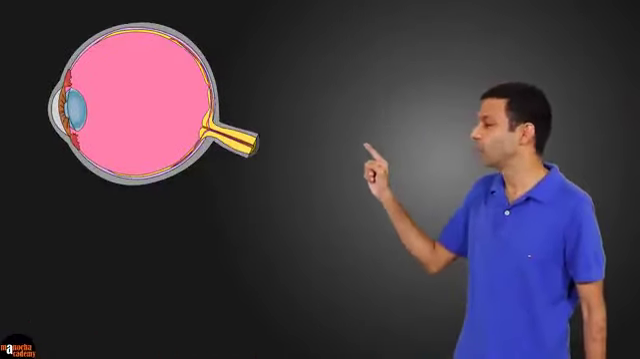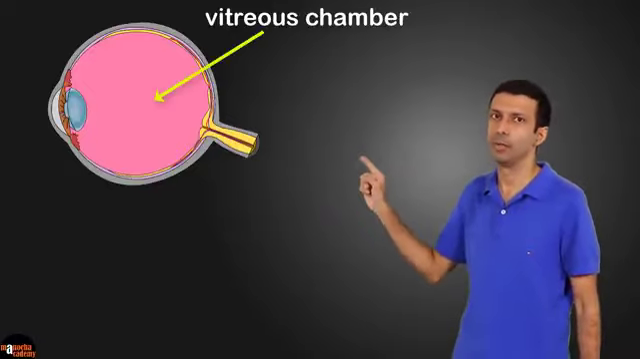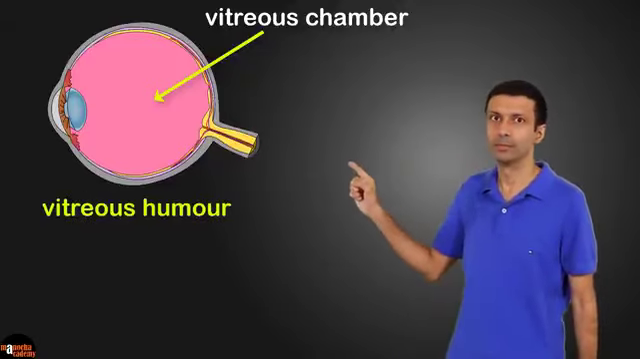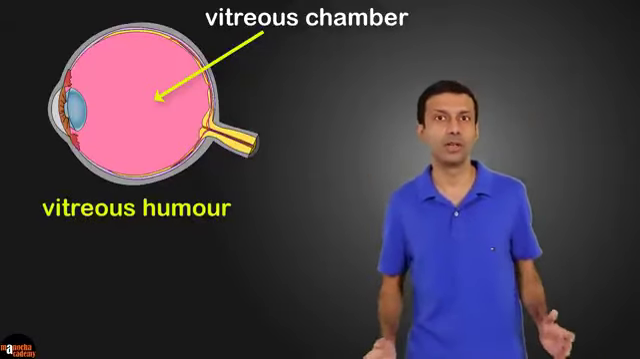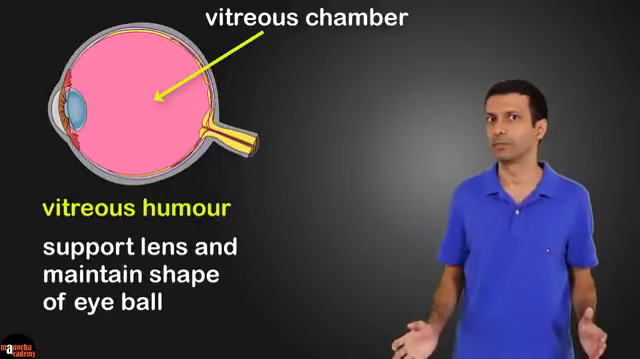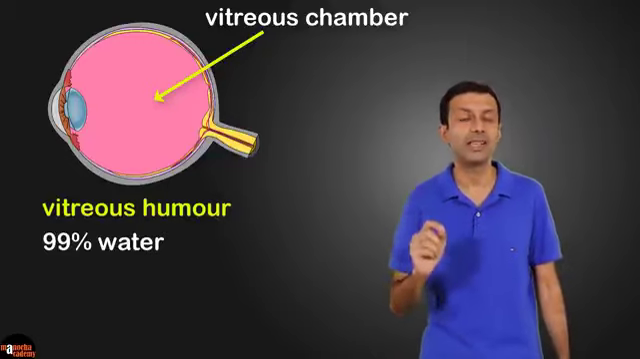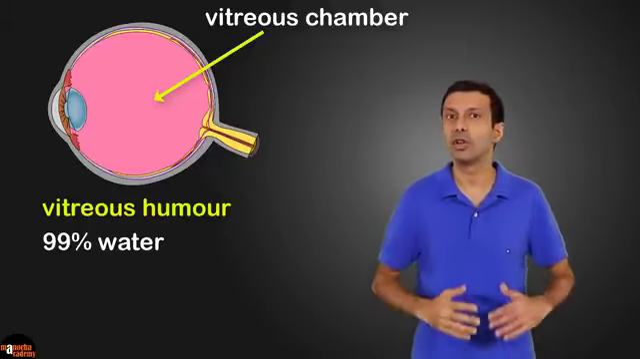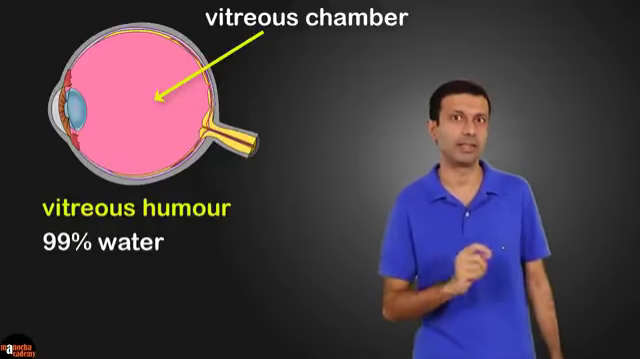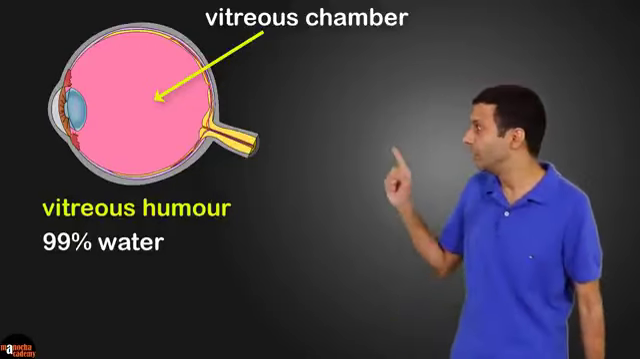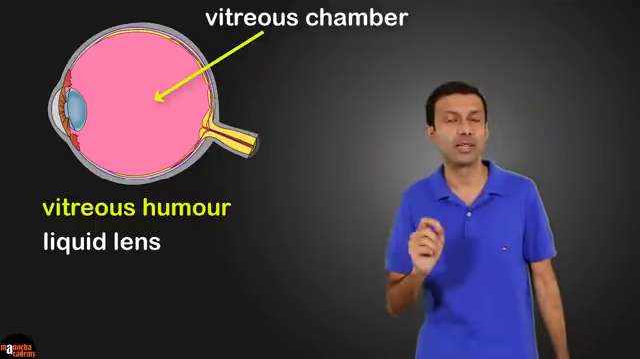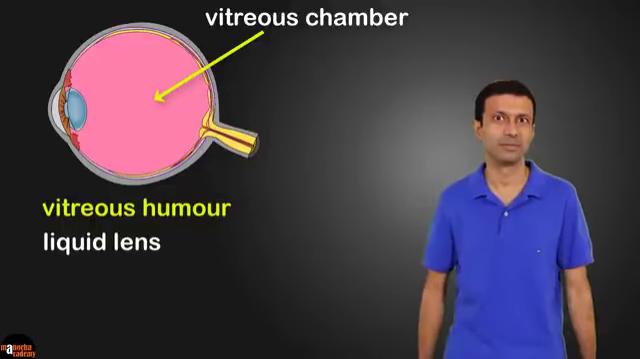Behind the eye lens, you have the space called the vitreous chamber. It contains a fluid called the vitreous humor. The function of the vitreous humor is to support the lens and maintain the shape of the eyeball. The vitreous humor is 99% water and contains no cells so that light can pass through it without being deflected. The fluid here acts like a liquid lens and further helps to focus the light rays on the retina.